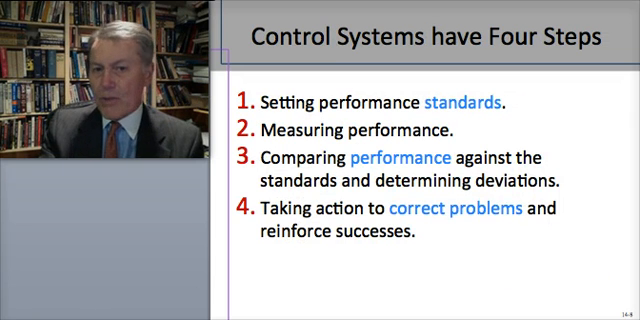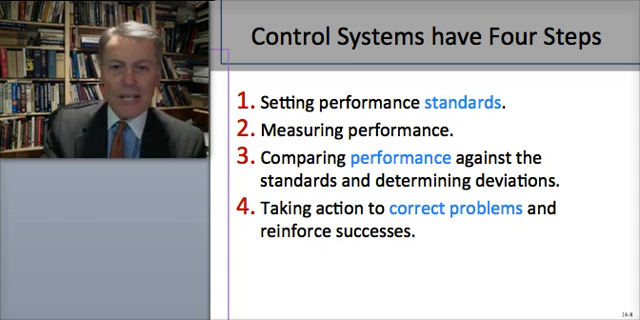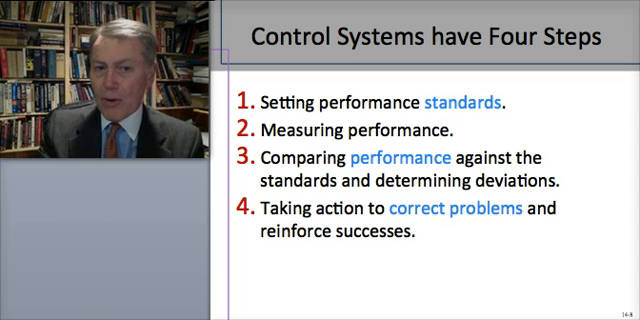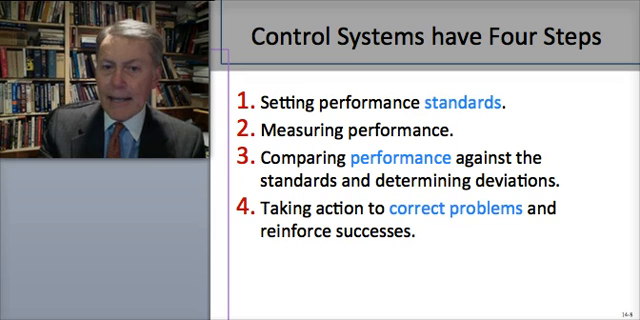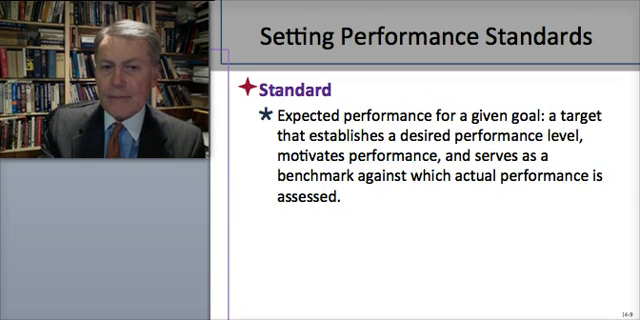Control systems have 4 steps. Number 1, setting performance standards. Number 2, measuring that performance. Number 3, comparing performance against the standards and determining deviations. Number 4 is taking action to correct problems and reinforce success. Setting performance standards. A standard is an expected performance for a given goal, a target that establishes a desired performance level, motivates performance, and serves as a benchmark against which actual performance is assessed.